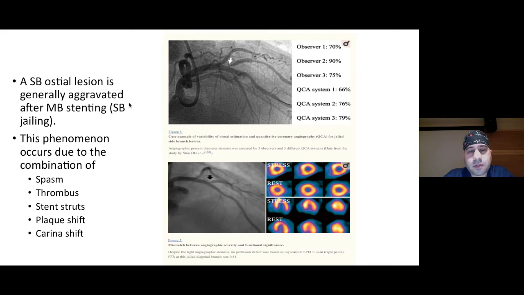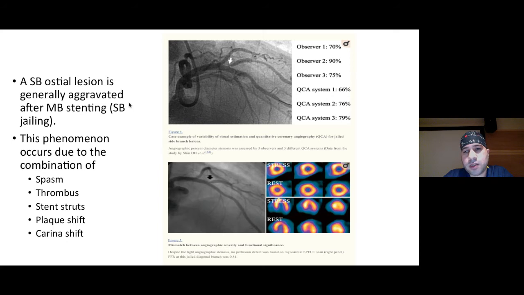So a provisional approach was tried first, where the LAD was wired, the second diagonal was wired as well, and PCI was performed to the main branch. After PCI had been completed to the main branch, the wire from the side branch was pulled back, and assessment of the side branch was made. And as you can see, the side branch is a bit worsened, and this phenomenon occurs due to a combination of spasm, thrombus, stent struts, plaque shift, or carina.